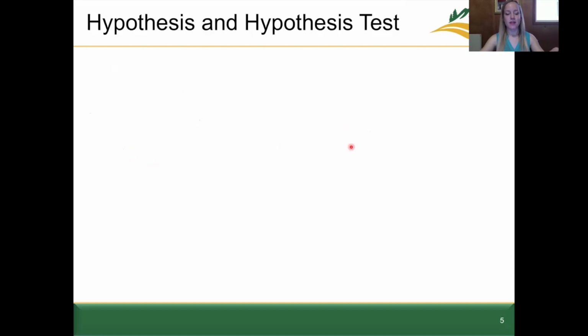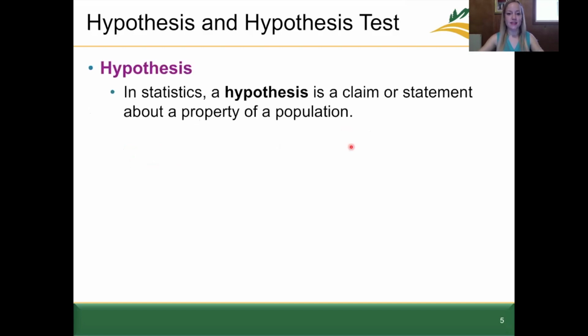Let's start to lay the groundwork here for 8.1 and go into what is a hypothesis and what is a hypothesis test. A hypothesis in statistics is a claim or statement about a property of a population. You've probably seen this word used in science before, in chemistry and biology. In statistics, we can also use this idea of hypothesis. And as mentioned, we're making a claim or statement about a property of the population of interest.